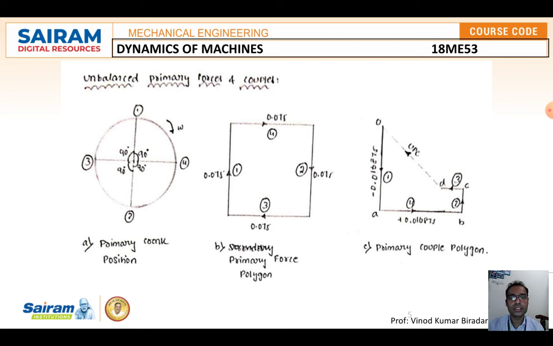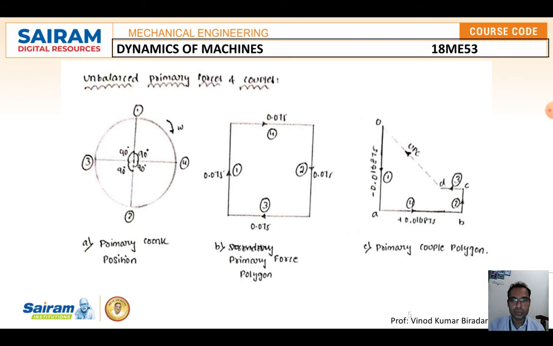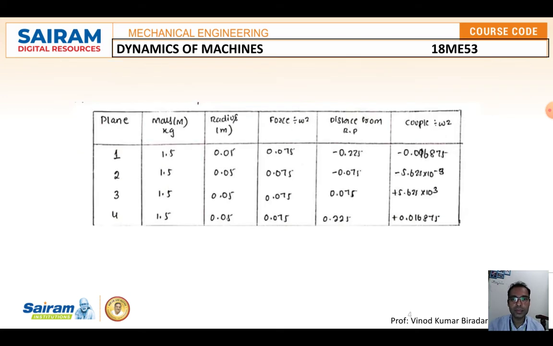Firing order is given as 1 4 2 3. Based on that, don't construct 1 2 3 4. Otherwise, better you write here that the firing order is given 1 4 2 3, and according to that we are going to construct. So 1 2 4 is minus, sorry, 0.225. You have to take the initial 1 to, that is 0.075.